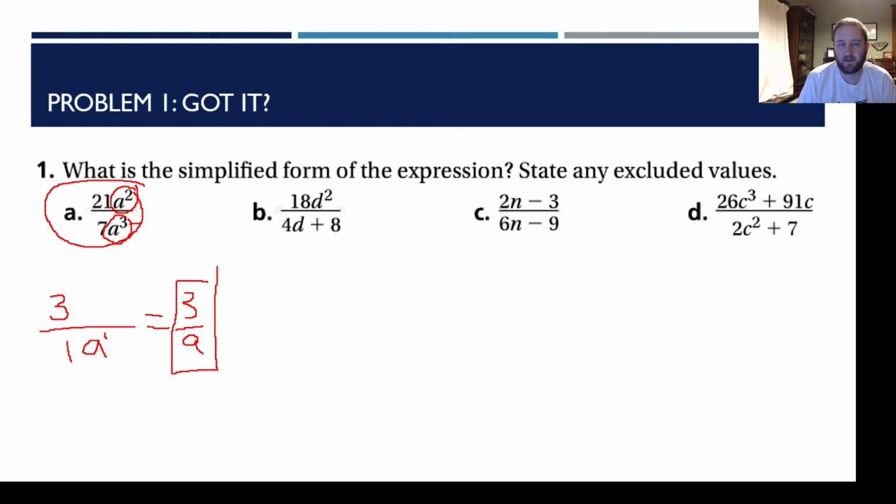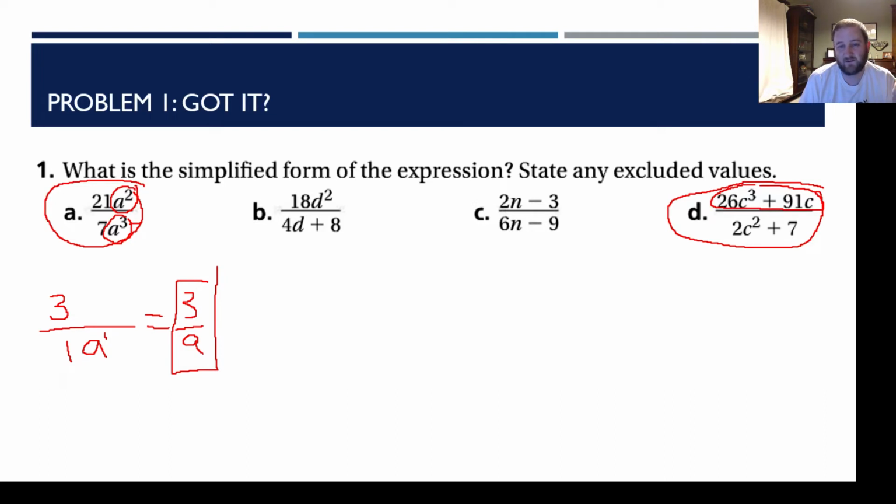Okay, let's go ahead and do D. This one looks like the most complicated one, right? First, let's look at the top, 26c cubed plus 91c. What GCF can we pull out? What's the GCF of 26 and 91? That's a good question. Think about what numbers can go into 26. We've got 13 and 2, I think, are really the only factors of that, and 26 and 1. Is 26 a factor of 91?